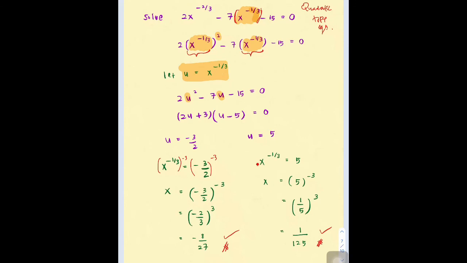Let's look at the other one. When u is equal to 5, x to the power of minus 1 over 3 is equal to 5. So let's get rid of the power. Multiply minus 3 on both sides, okay? So you can simplify this as x. Now let's simplify 5 to the power of minus 3. So this is 1 over 5 to the power of 3. So you can open up this to become 1 over 125.